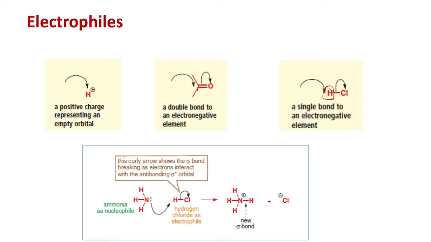As we said, when one bond is formed, another has to be broken. So now we have ammonia as your nucleophile attacking the hydrogen, which is your electrophile. Then this single bond has to be broken, and the electrons have to move towards the chlorine.